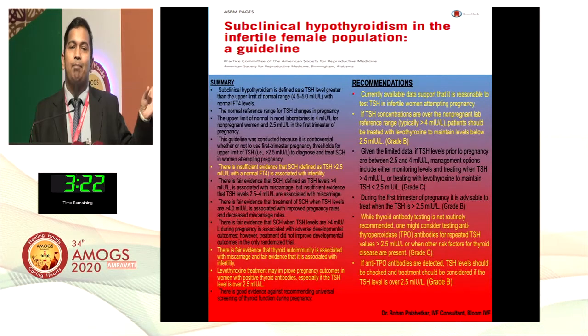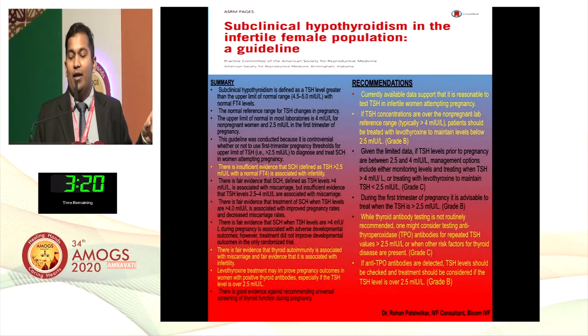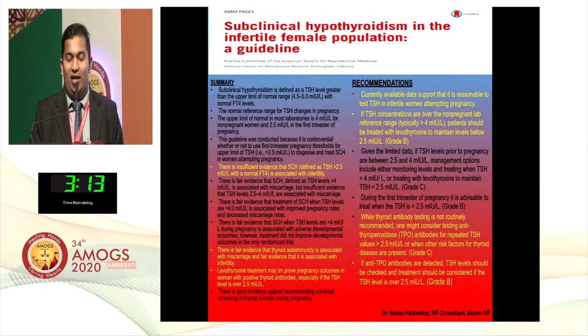An ASRM paper which was released talked about hypothyroidism, or rather subclinical hypothyroidism, in an infertile patient. It showed that there's insufficient evidence for subclinical hypothyroidism, that's TSH of more than 2.5 with a normal free T4 level, being associated with infertility. But when you're talking about autoimmune thyroiditis where the TSH value is more than 2.5, for them levothyroxine is necessary to be started to maintain a level below 2.5.